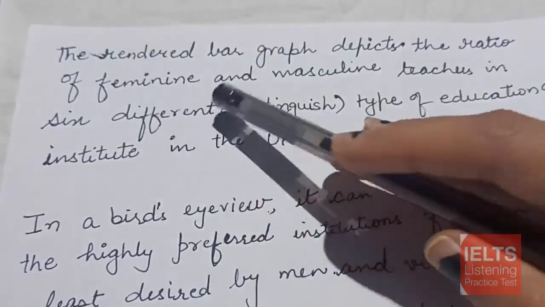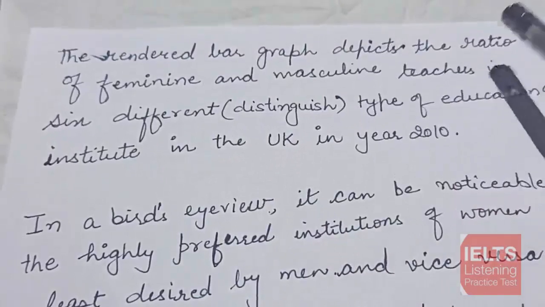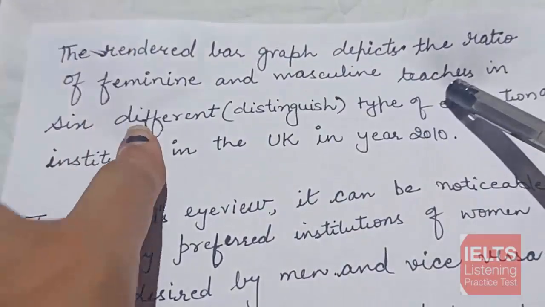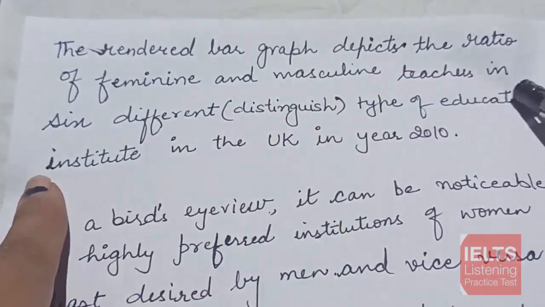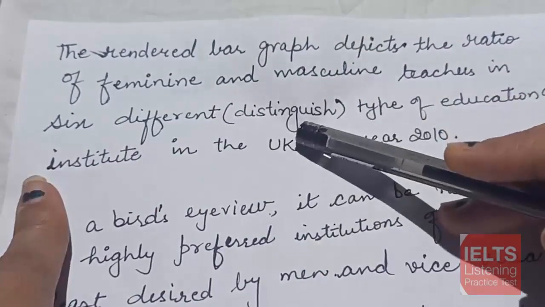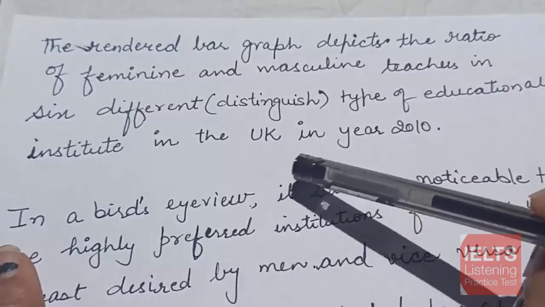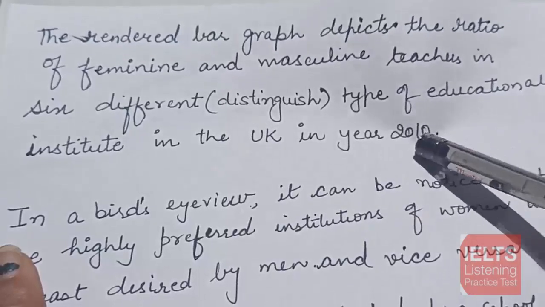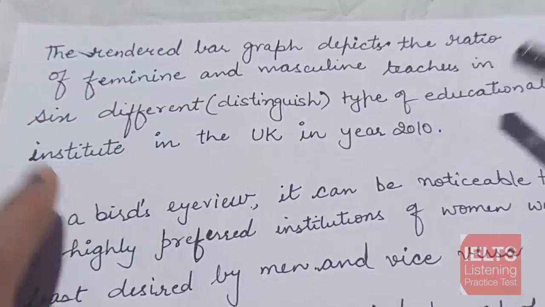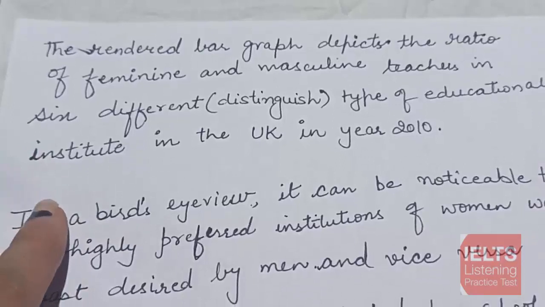So the rendered bar graph depicts, means the given bar graph represents the ratio, means percentage of feminine and masculine teachers, that means female and male teachers in 6 different, instead of different you can use distinguished, types of educational institute in the UK in the year 2010. So this is just the paraphrasing of the given question. Okay, we are just using synonyms which we know.